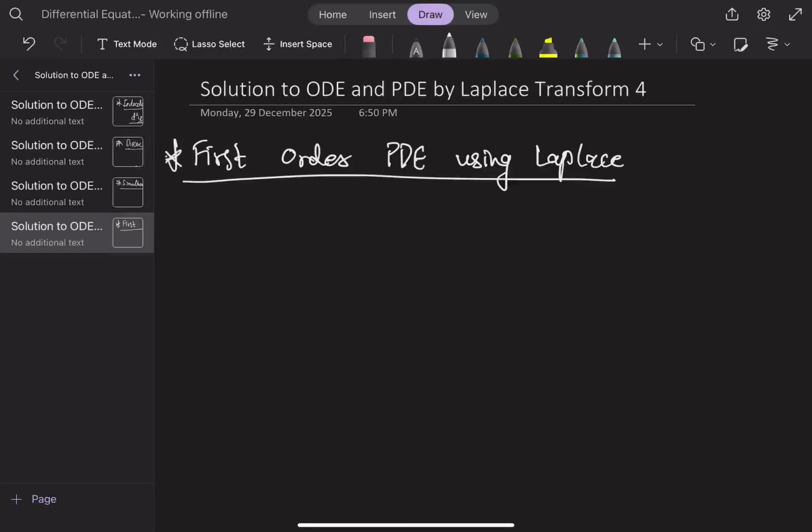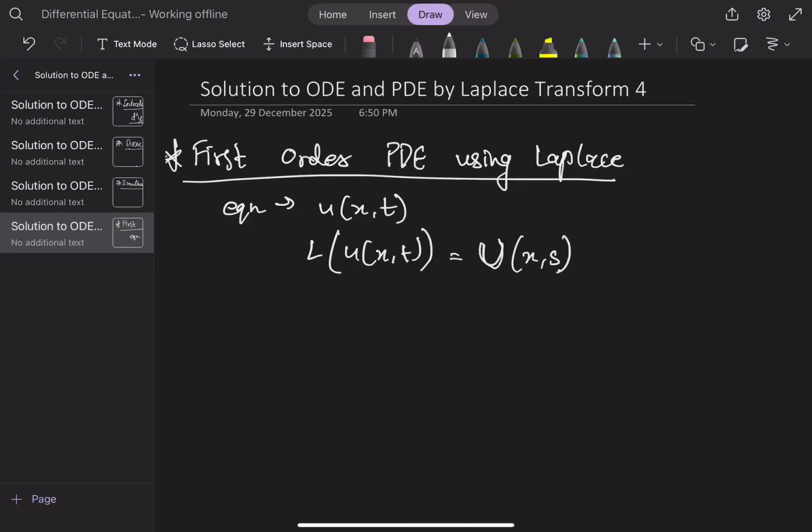So this is the last topic in your chapter. We are going to learn how to solve the first order PDE using Laplace. For example, you have your equation u in terms of x and t. What you're going to do is assume Laplace of u of x and t as capital U of x and s, where capital U is a function of x and s.